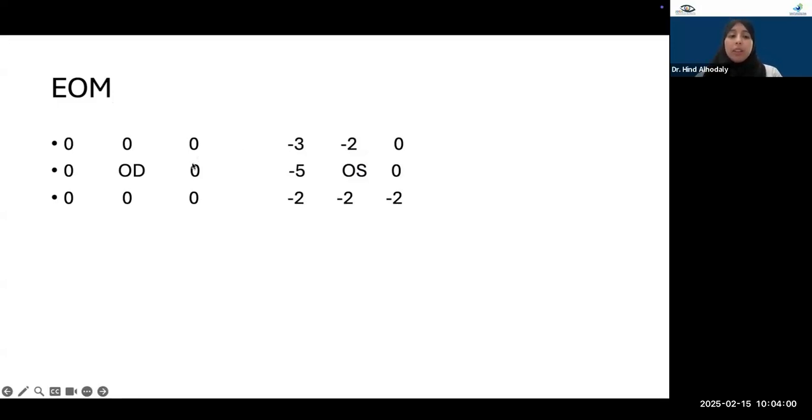Extraocular motility in the right eye was normal. In the left eye, she was not able to bring her left eye to even the midline, so it's -5 adduction. Depression is -2, almost 1 to 2 in all gazes. And elevation was also from -2 to -3, except in left up gaze it was normal.